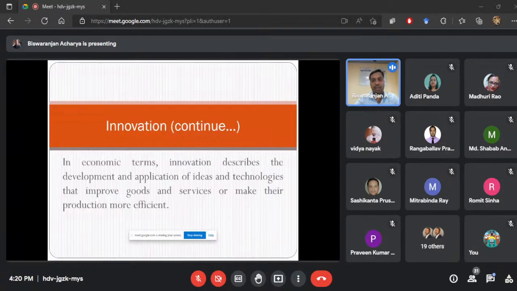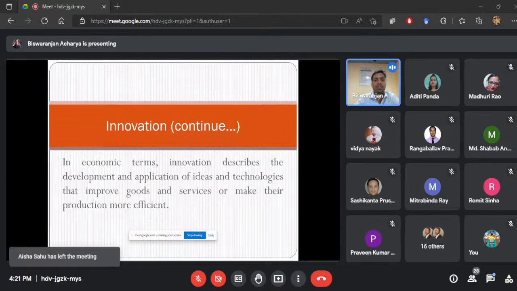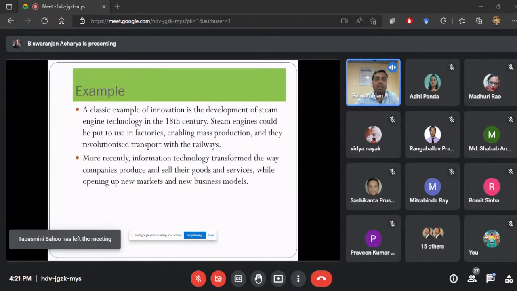Innovation: in economic terms, innovation describes the development and application of ideas and technology that improve goods and services or make their production more efficient. That is innovation. For example, we can take the example of the computer system, or the steam engine. In the 18th century, the steam engine came into existence for use in factories, enabling mass production, and it revolutionized transport with the railways. Then it came into use in the railway system. More recently, information technology transformed the way companies produce and sell their goods and services, while opening up new markets and new business models using different IT technology nowadays.